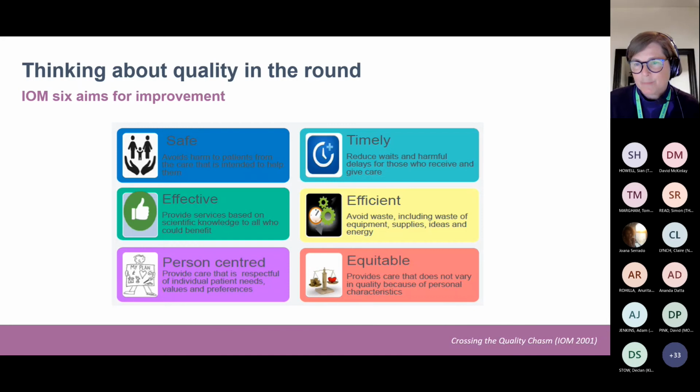And is it equitable? Why I think this is a really useful resource to keep coming back to is because sometimes with something as complex as improving access, we might try and make an improvement in one domain of quality, and if we're not careful, we might inadvertently reduce the quality in another area. What quality improvement helps you to do is to really think about how you measure improvement around quality in the round. So can I have the next slide, please, Adair?